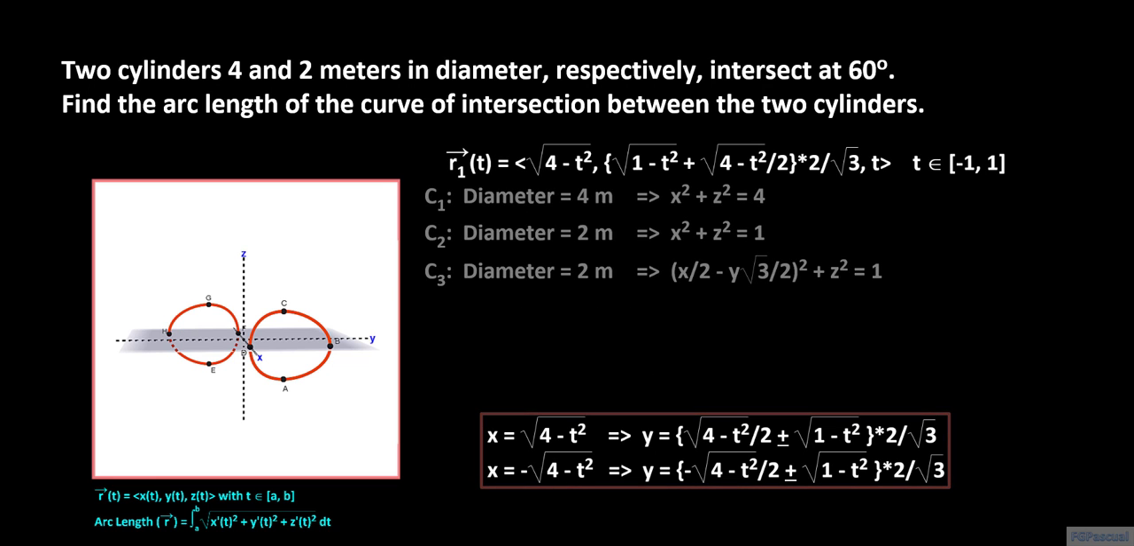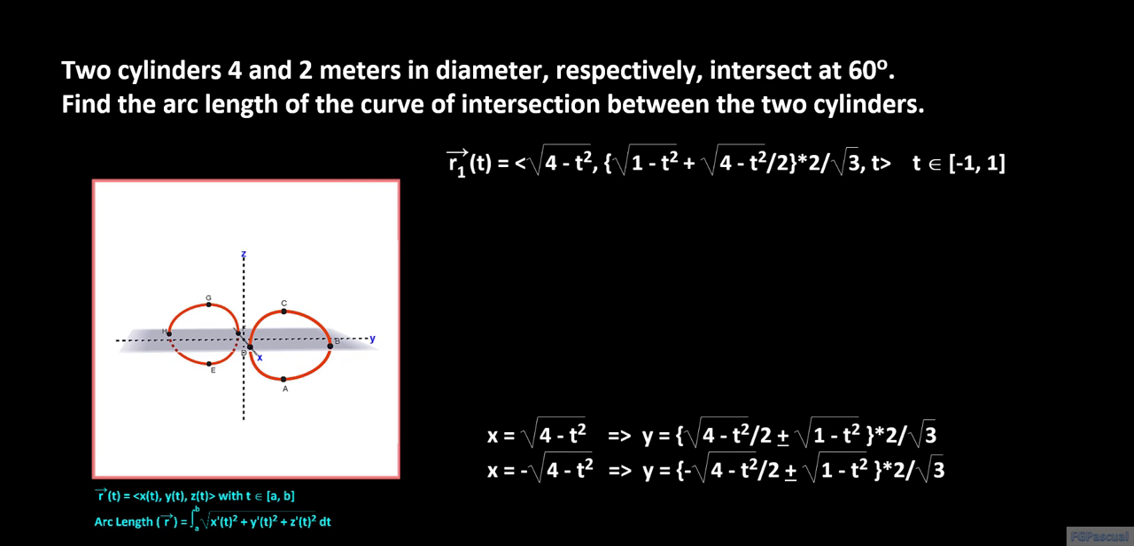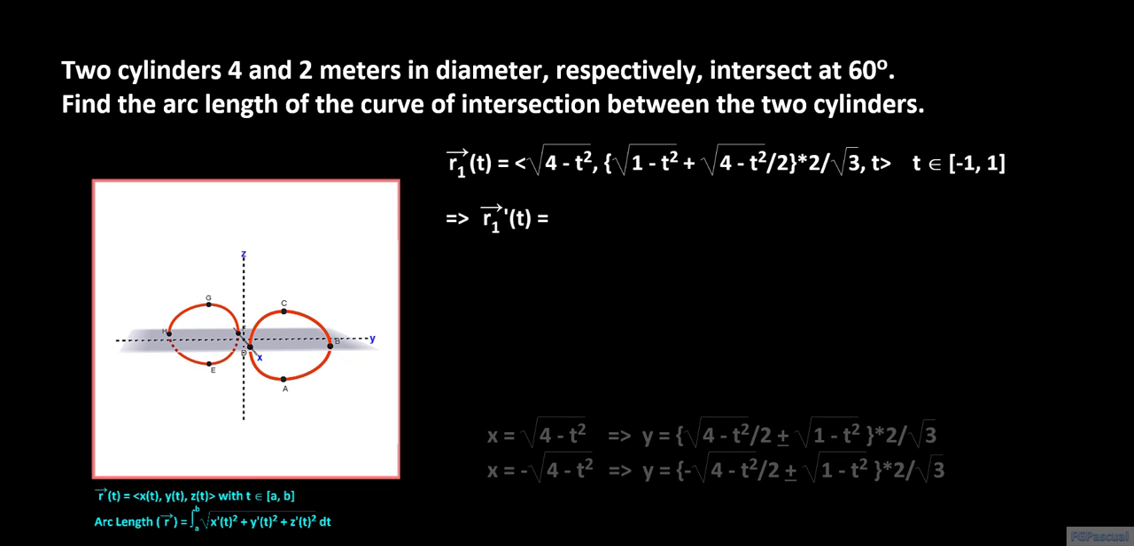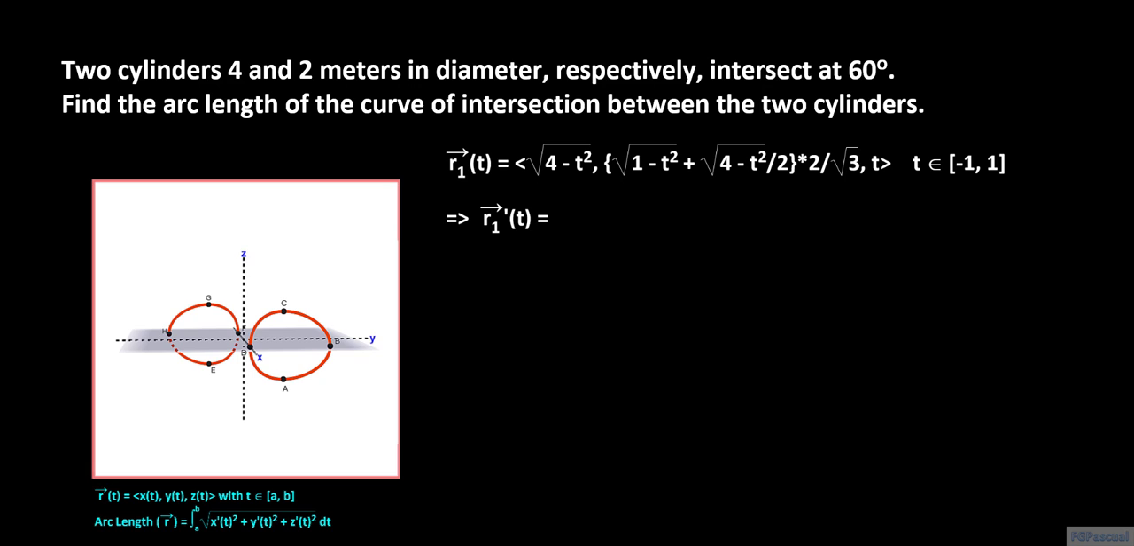Let the vector function r sub 1 be for the portion when x is greater than 0, or when x equals the square root of 4 minus t squared. We use plus the square root of 1 minus t squared in the formulation for y, so that y equals the quantity the square root of 1 minus t squared plus the square root of 4 minus t squared divided by 2, with the entire quantity multiplied by 2 and then divided by the square root of 3. Z is still equal to t. The viewer can check that r sub 1 prime of t is given by this vector function.